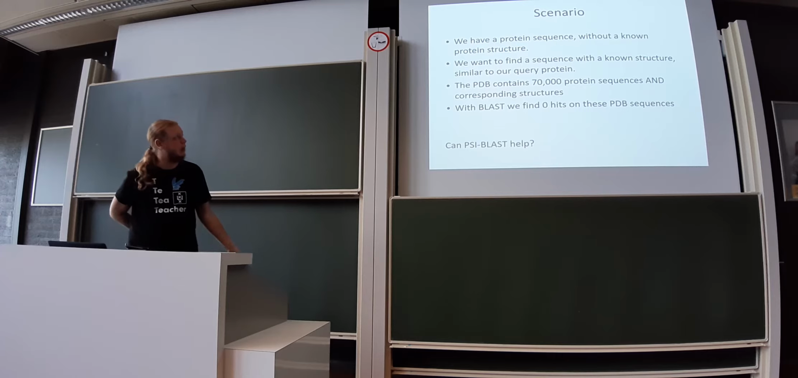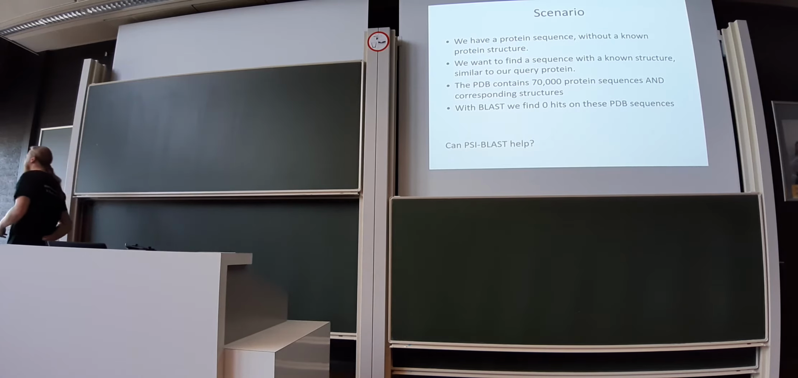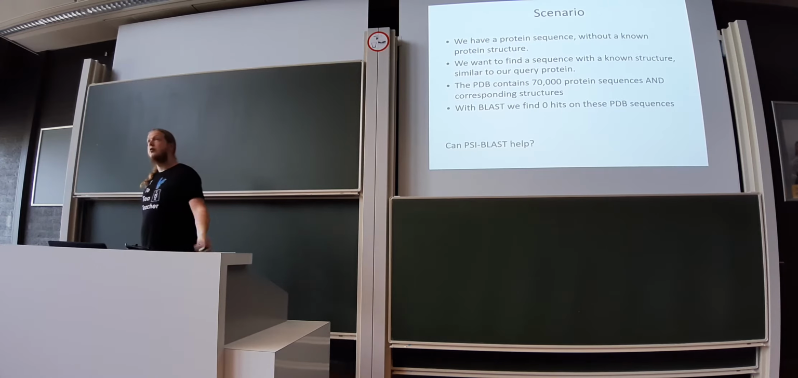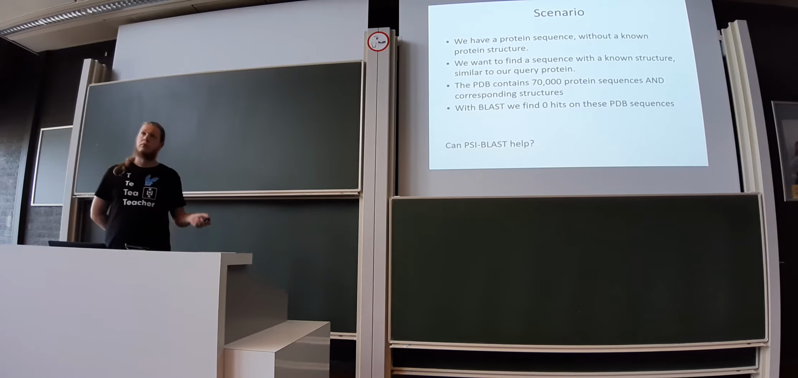Okay, now, final question, or sort of a quick scenario, before we stop talking about sideblasts for the rest of the day. We have a protein sequence, but we do not know the structure of this protein. Now we want to find a sequence with a known structure that is similar enough to our query protein that we might infer some information about the structure. So, obvious place to do this is the Protein Data Bank, the PDB.